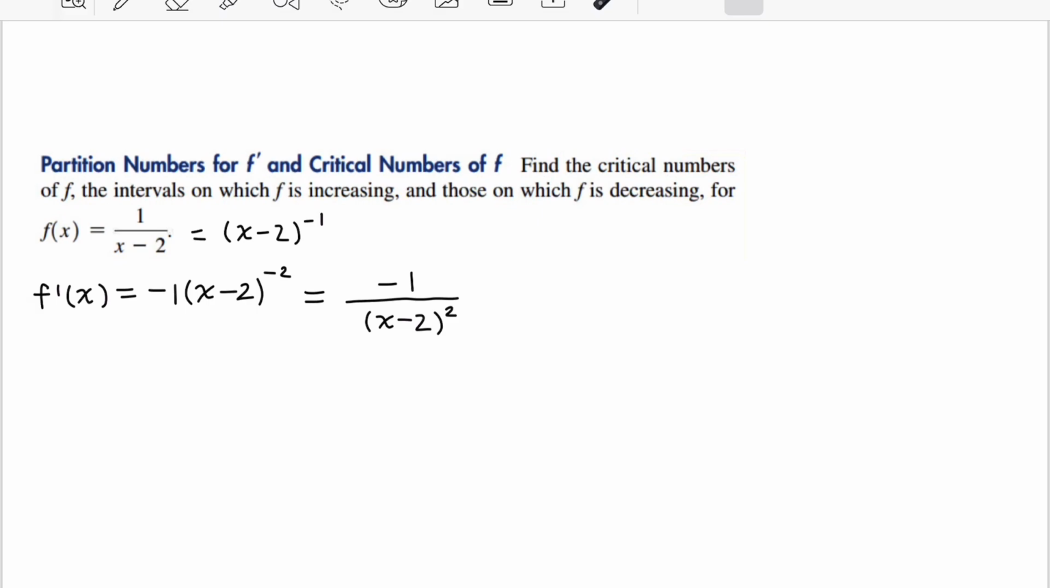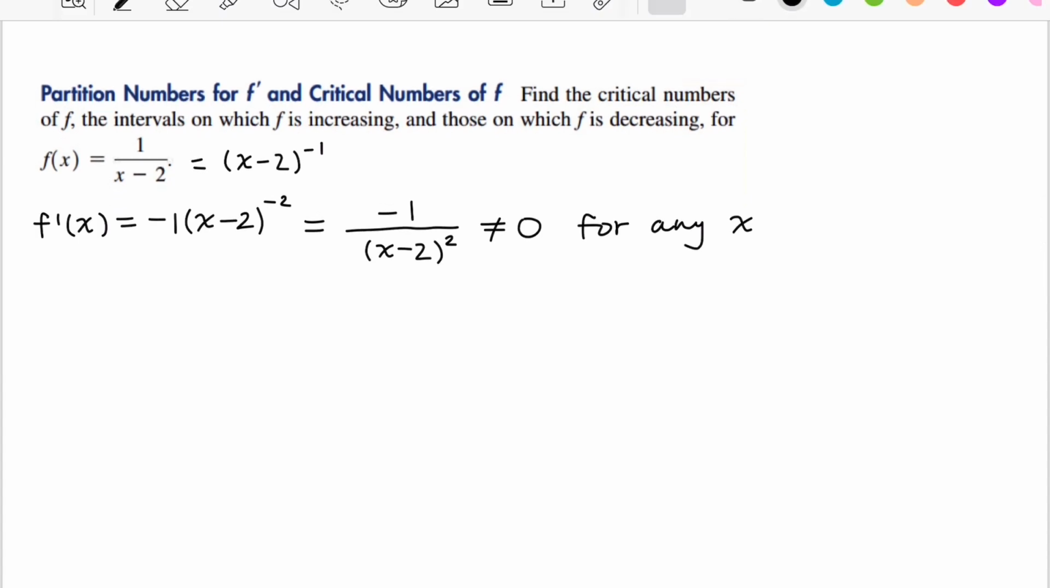All right. So now what we want to do is figure out when this is going to be equal to 0 or undefined. Notice that this will actually never be equal to 0, because the only way that a fraction of this form can be equal to 0 is if we have 0 on the top. And we just have -1 here, that'll never be 0.